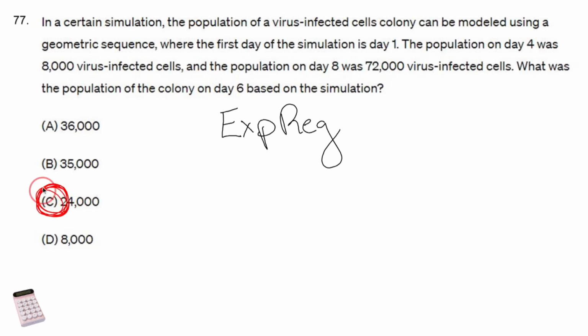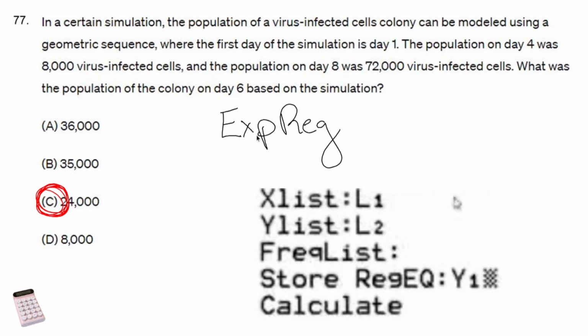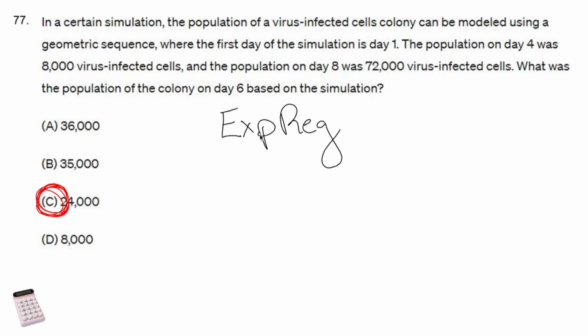So, yeah, that's how you do it, exponential regression. The key there, and the easy part, is that store reg EQ thing, hitting vars, going right, enter, enter. That makes life a lot easier, so try to remember that. You're going to be happy you did. Hope this helps.